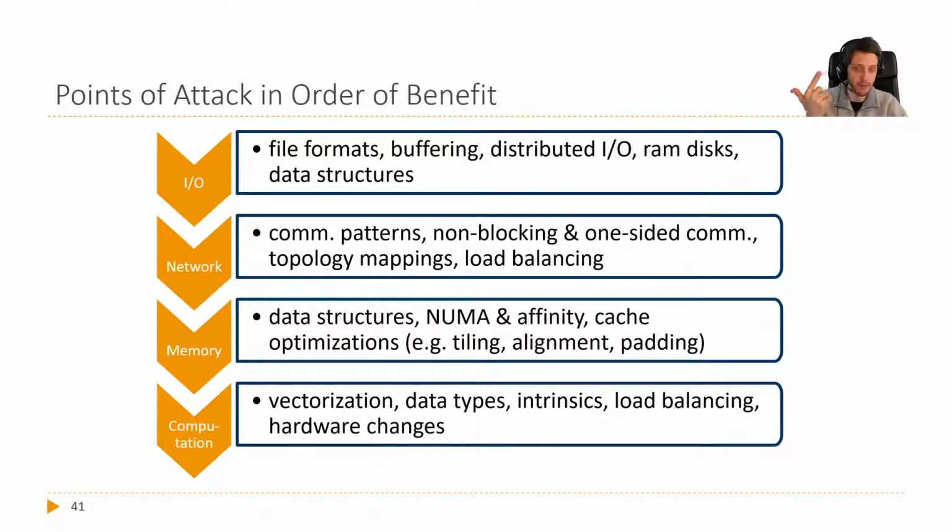Think about the NUMA and affinity topics that we discussed, cache optimization, stencil tiling, properly aligning and padding data, and so on. And once we're done with that, we're really so high in the bandwidth and so low in the latency that we need to go into the core and into the actual computation. And then you should check, do I use vectorization or am I not using vectorization, and should I enable it somehow? Should I change my data types?